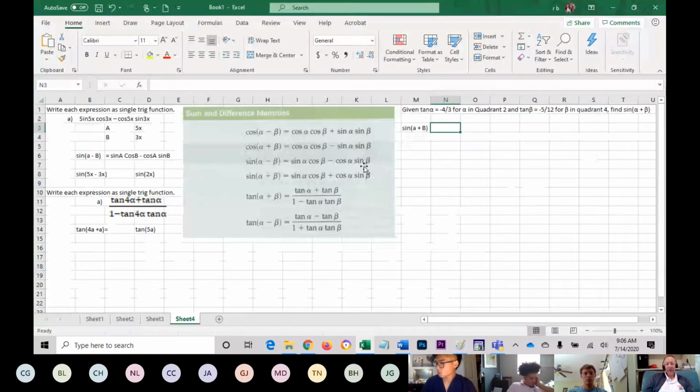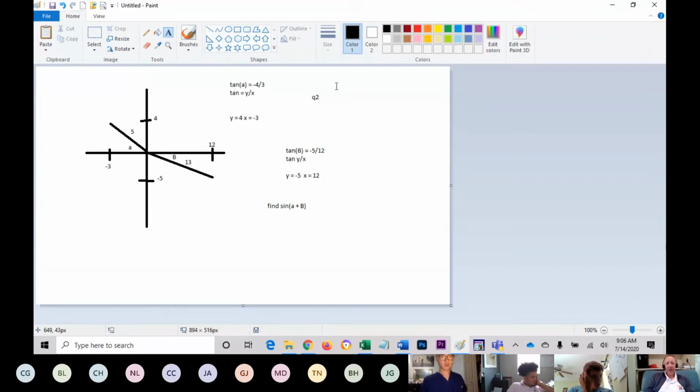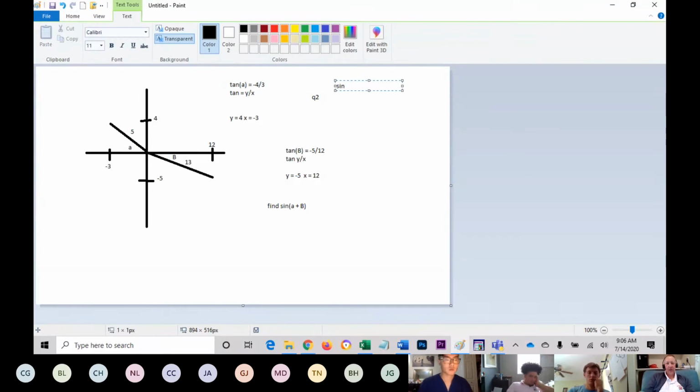So what's the sine of alpha? Here, let's do this first. Let's worry about this one here. What's the sine of alpha in quadrant 2? 4. It can't be 4. Your sine always has to be less than 1, but there might be a 4 as part of the answer.